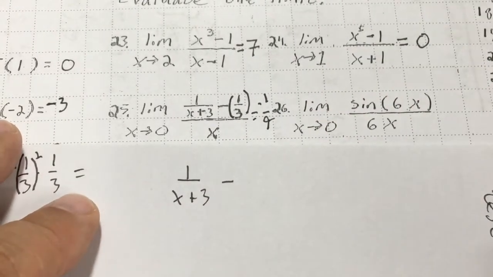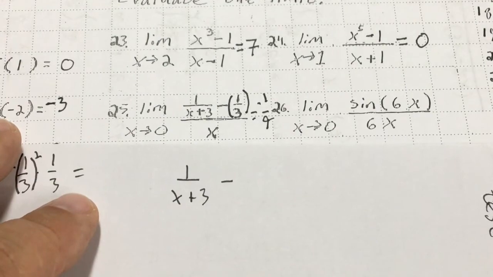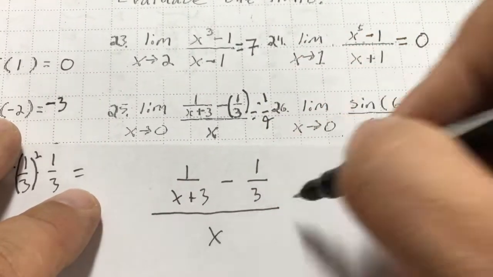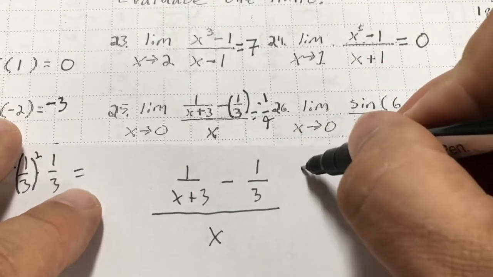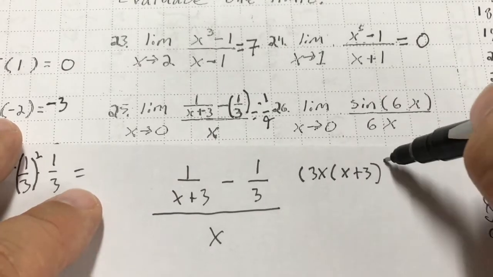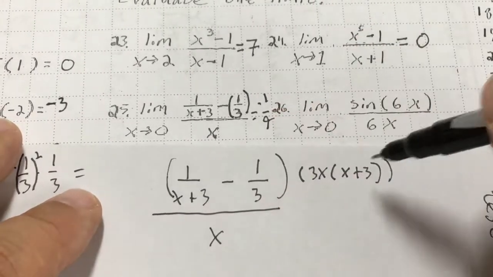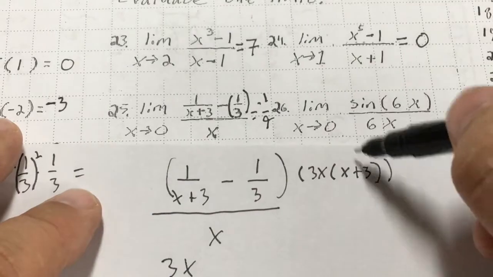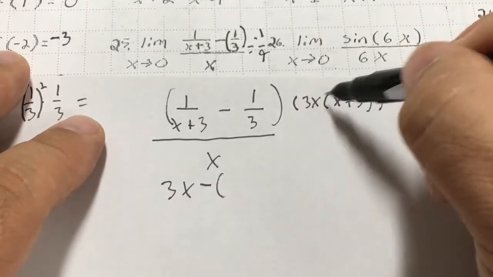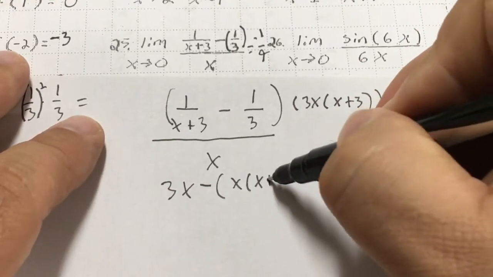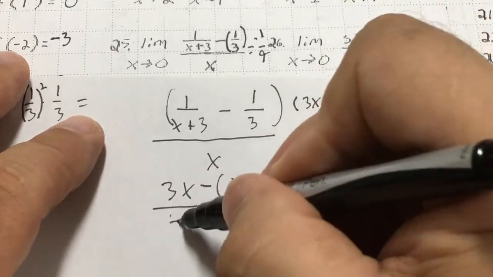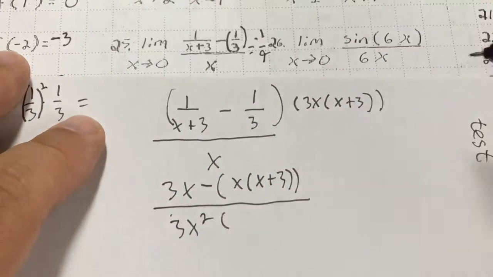So that means you can either use L'Hopital's rule, or you can use factoring or simplification. I'm going to use simplification. I'm going to find a common denominator for all these bottoms. And that common denominator is going to be 3x times x plus 3. That's a whopper. But when I multiply that times this top, I'm going to get 3x. When I multiply that times this top, I get negative x times x plus 3. When I multiply it times the bottom, I get 3x squared times x plus 3.